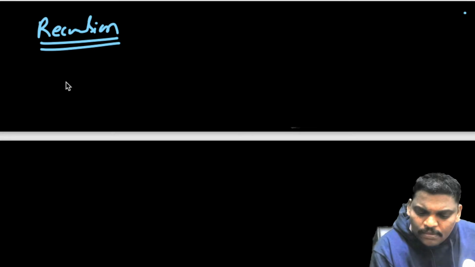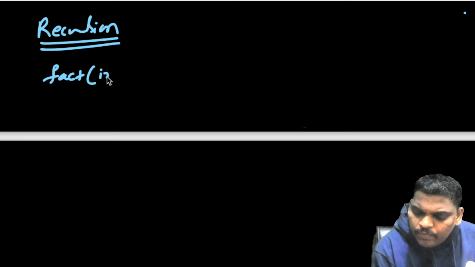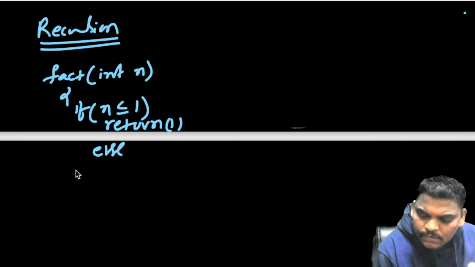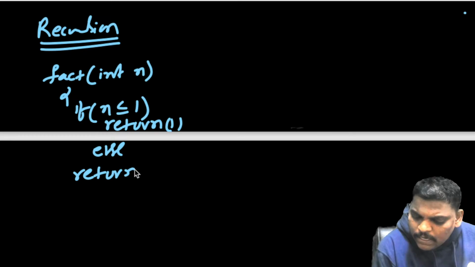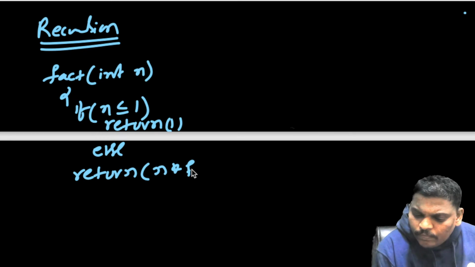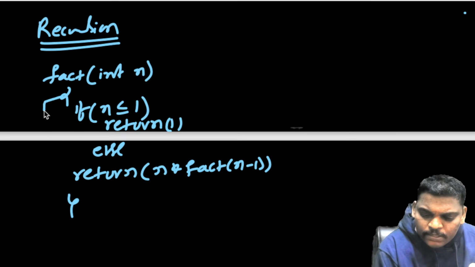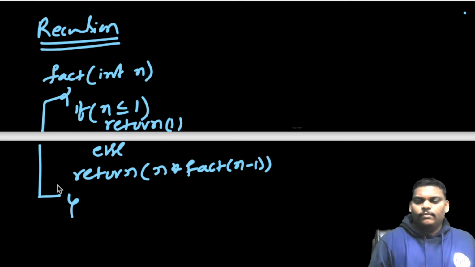Now come back. Everyone now listen. Factorial of int n: if n is less than or equal to 1, return 1, else return n into fact of n minus 1. It is a recursive program, everyone knows.